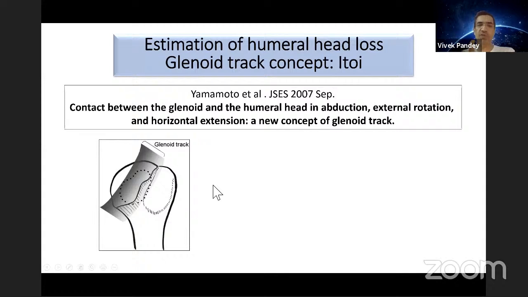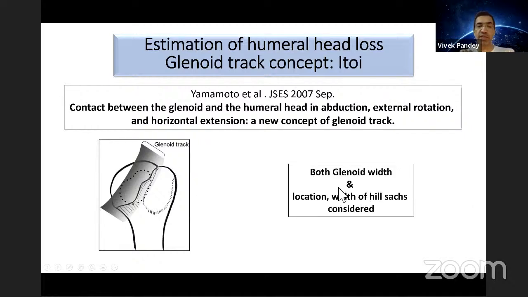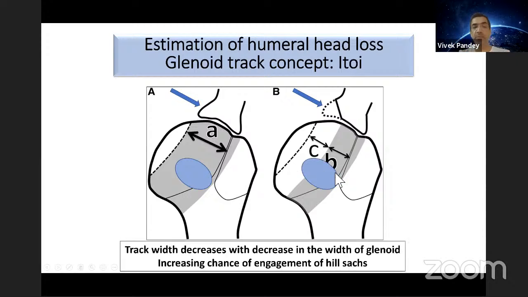I'm sure that all of us know about this glenoid track concept. I'm not going through the detail of this. So this track is located medial to the footprint of the cuff and is 83 to 84% of the actual width of the glenoid rim. As long as the Hill-Sachs width remains within this track, it's an on-track lesion. If it is out, it goes off-track. So this is where the glenoid and the Hill-Sachs actually merge.